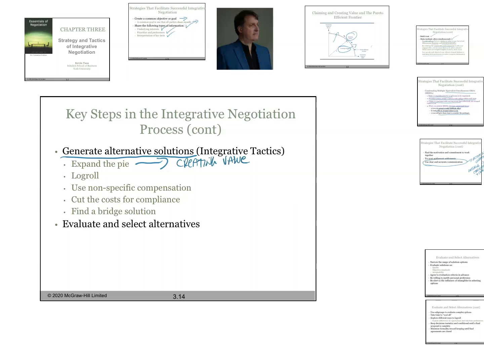Log rolling. This one is often used more than we may even realize. Sometimes we do it without even knowing it. So what we try to do is find the issues that are in conflict, that have different priorities for the parties. In part one, we talked about having maybe 6 or 7 issues, and you may find issue number 2 is of paramount importance to you, but it's not as important to your opponent. But maybe item 6 is critically important to your opponent and not that important to you.